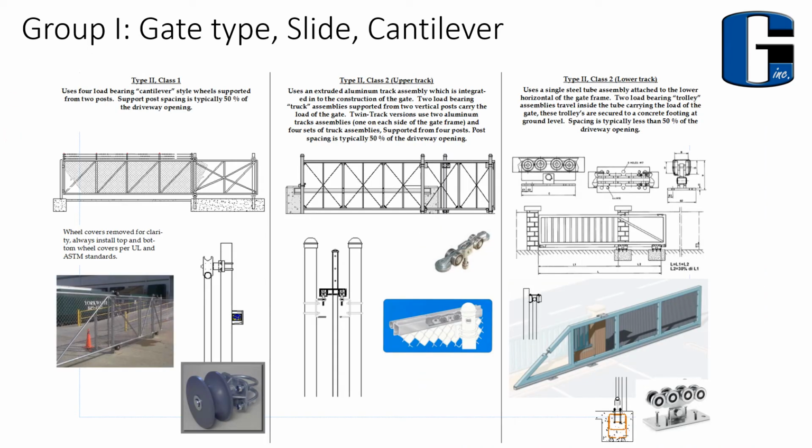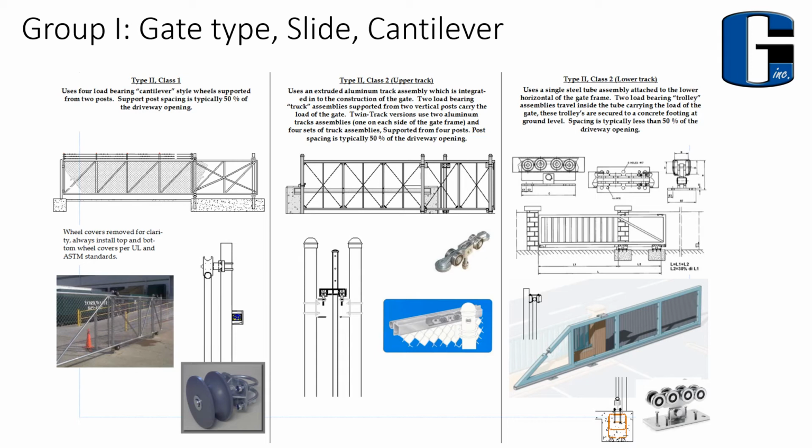So next we'll talk about cantilever gates. There are 3 kinds of cantilever gates. Cantilever gates are classified as type 2 versus a type 1, which was the rolling gate or the V-track gate, which is a type 1. So now we're into type 2 gates, and they have class 1, class 2. Class 2 has an upper track assembly design, and then there are class 2s that have a lower track design.